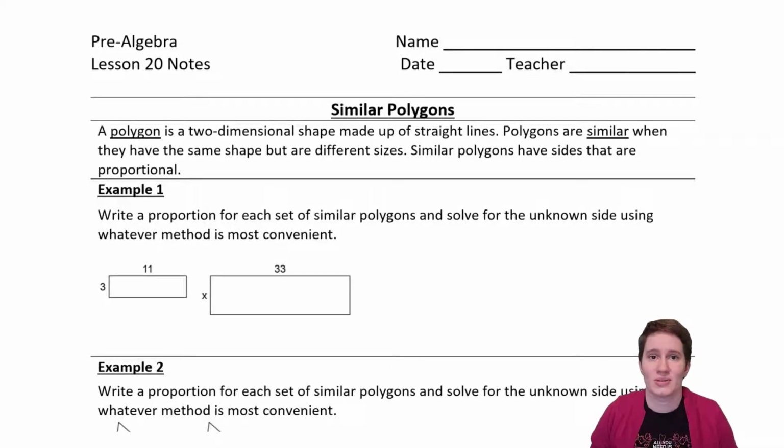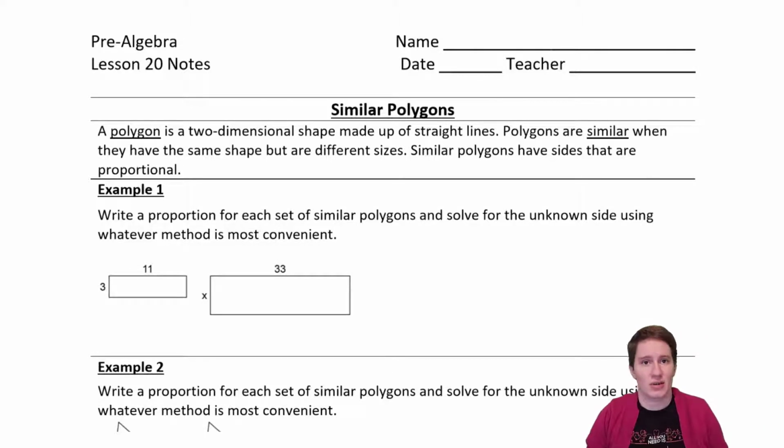This is for Pre-Algebra. We're moving right along to lesson 20. We're using the Math UC curriculum and we're having a good time. This week's lesson is about similar polygons. So just some vocabulary real quick that you may or may not already know.